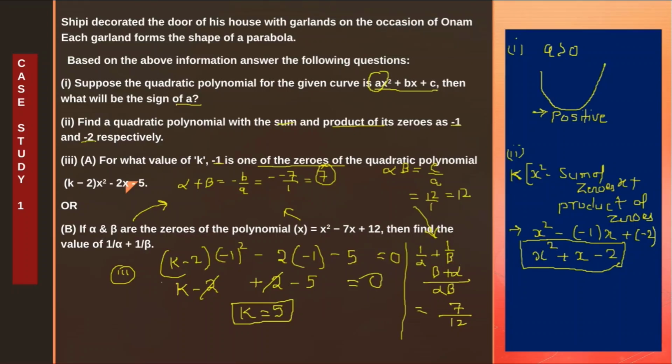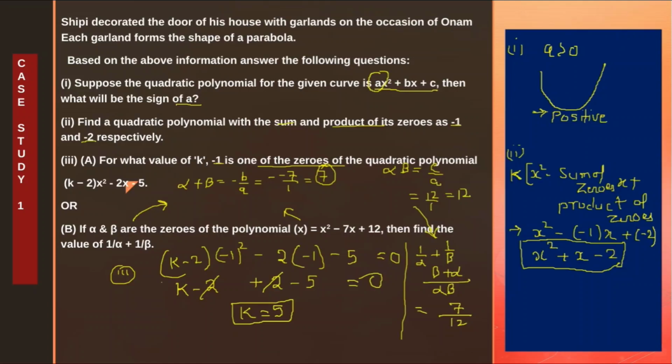Finally, we'll look at two options, either finding a value of k that makes -1 a zero of a given polynomial, or calculating the sum of the reciprocals of the zeros of another polynomial. This blends real life with algebraic thinking. Let's explore the key points of this case study.